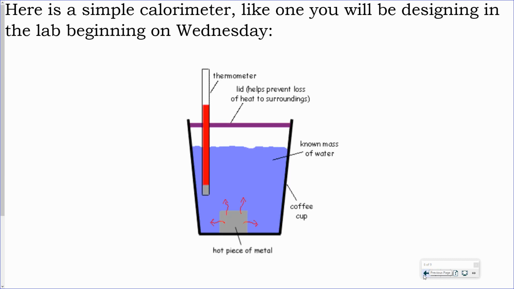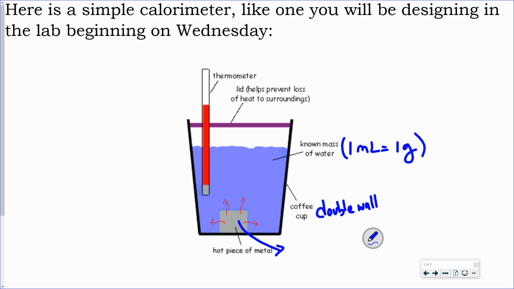Here's what a simple calorimeter looks like. You've got a coffee cup. In order to make it more insulated, maybe you can double wall this. Because when we do that lab that is coming up on Wednesday, you want to design a calorimeter that will release or gain as little heat as possible. There's a known mass of water inside the calorimeter, and we know that 1 milliliter of water is the same as 1 gram. So if I know the volume of distilled water, I'll know the mass of the water as well.